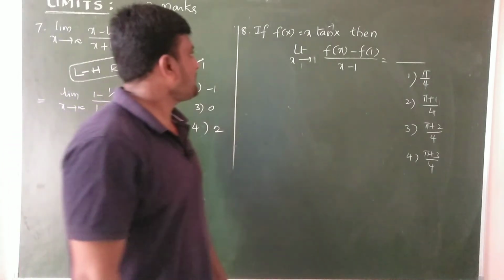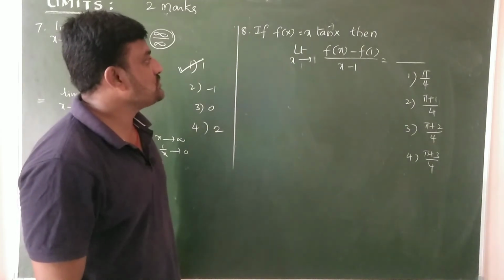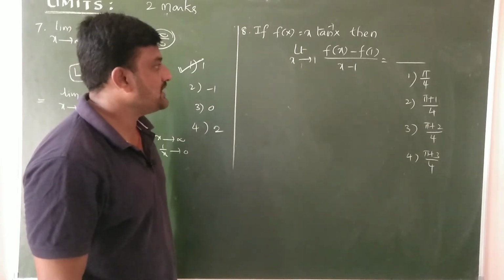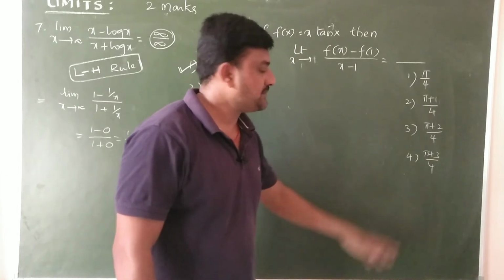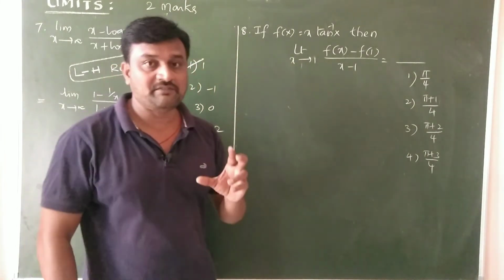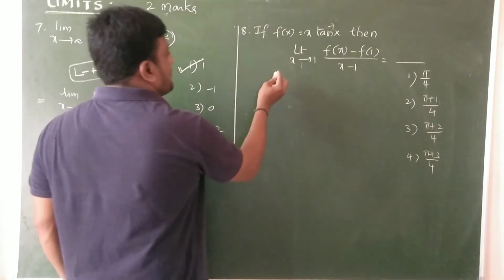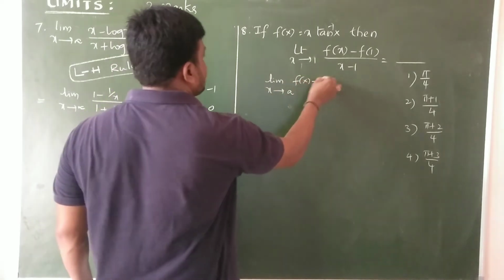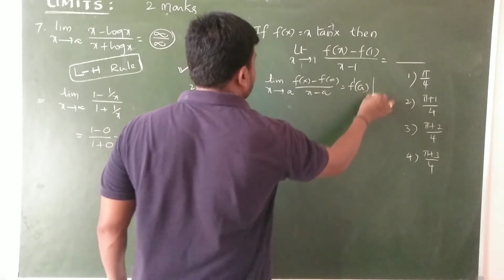Okay, now if f of x equals x into tan inverse x, then limit x tends to 1, (f of x minus f of 1) by (x minus 1) equals pi by 4, (pi plus 1) by 4, (pi plus 2) by 4, or (pi plus 3) by 4. Okay, observe all these problems, each and every problem is a different method of problem. I hope you can understand this. Here observe, limit x tends to a, (f of x minus f of a) by (x minus a) is nothing but f dash of a, yes or no?